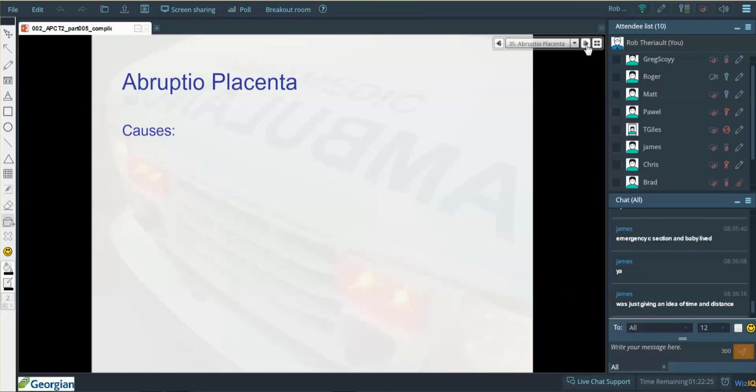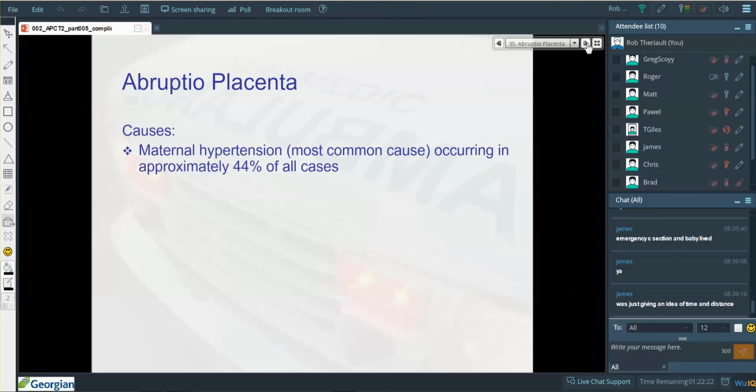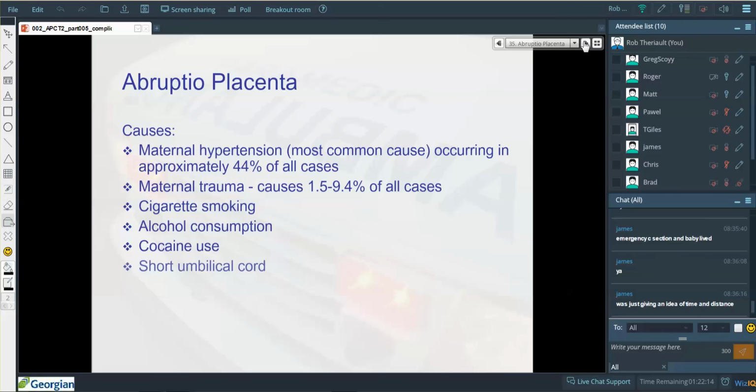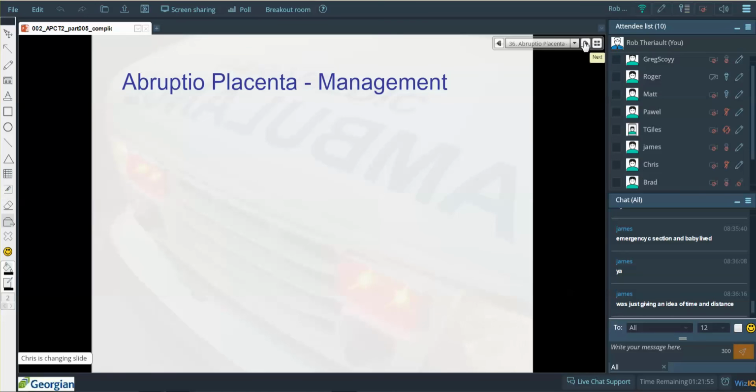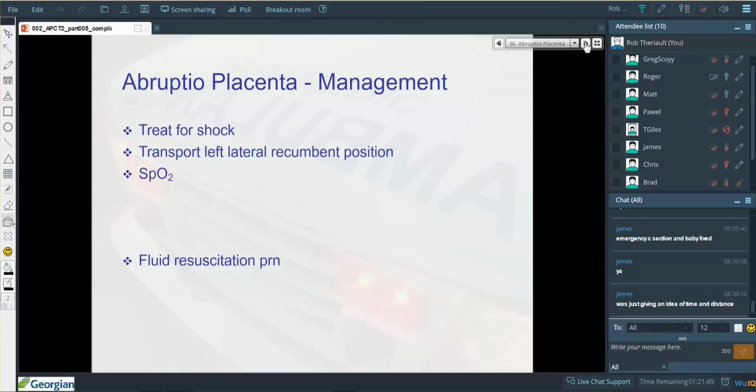So causes include maternal hypertension, maternal trauma, cigarette smoking, alcohol consumption, cocaine use, short umbilical cord, premature rupture of membranes, delivery of first twin, retroplacental fibromyoma, advanced maternal age, and then another whole other category of we don't know why. So management: treat for shock, left lateral recumbent, SpO2, O2, ECG, IV, fluid resuscitation PRN.